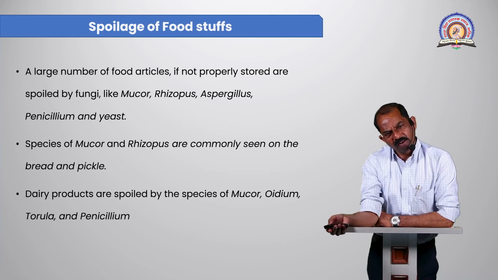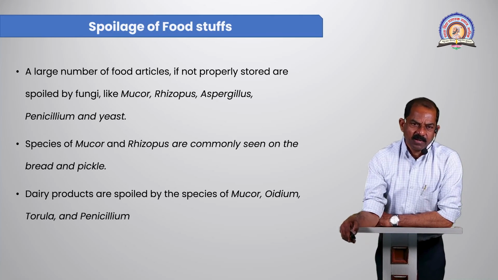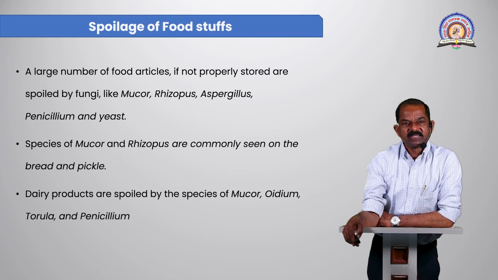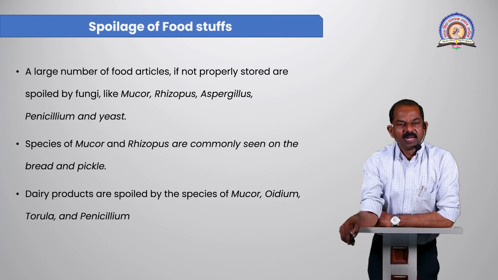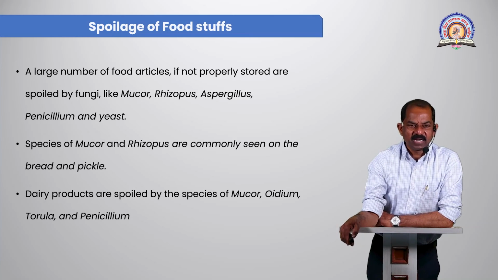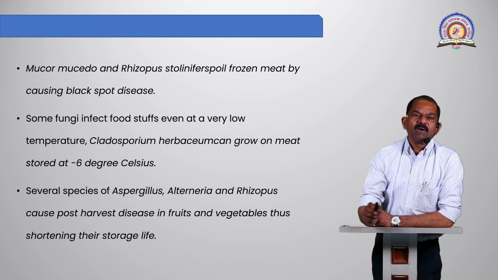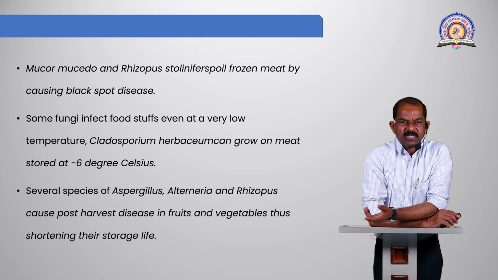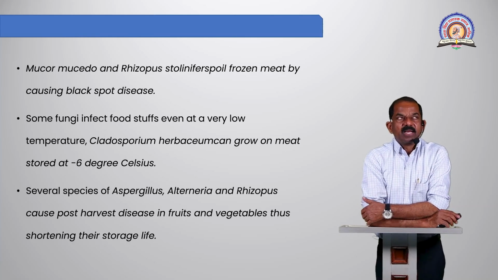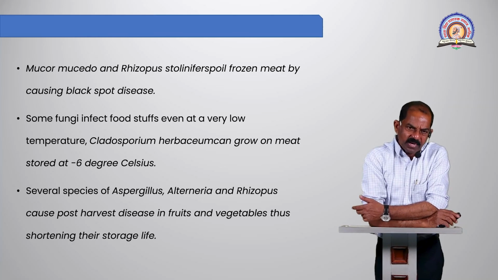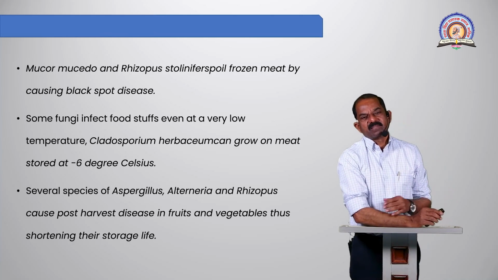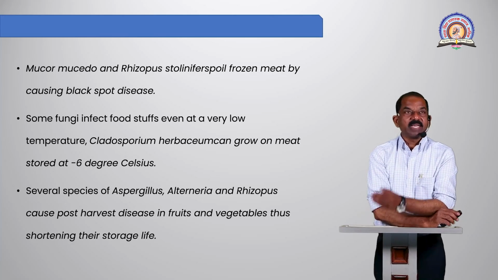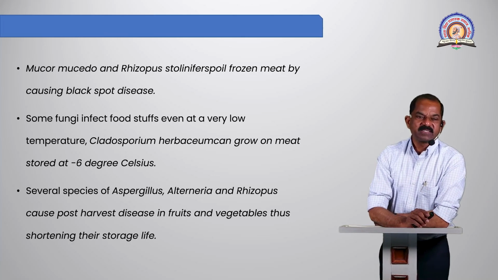We all know about the spoilage of foodstuffs. This spoilage is generally caused by Mucor, Rhizopus, Aspergillus, as well as yeasts, and affects breads, pickles, and dairy products. So all these spoilages of food are caused by fungi, like the Mucorales. Some fungi even spoil meat stored at minus 6 degrees Celsius, which means that even at low temperature, fungi cause spoilage.